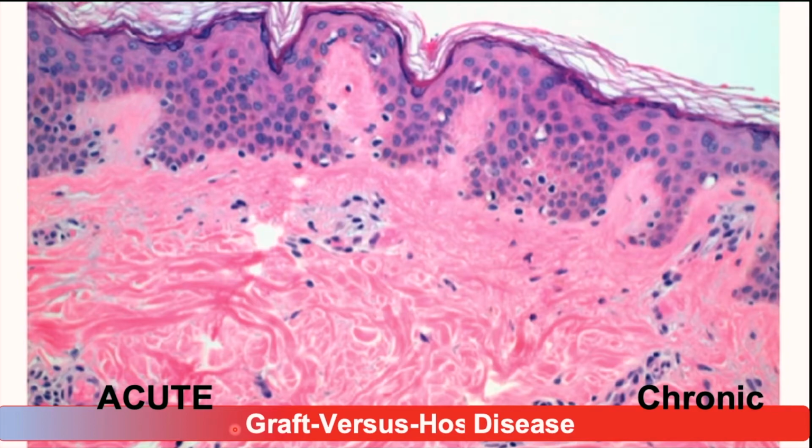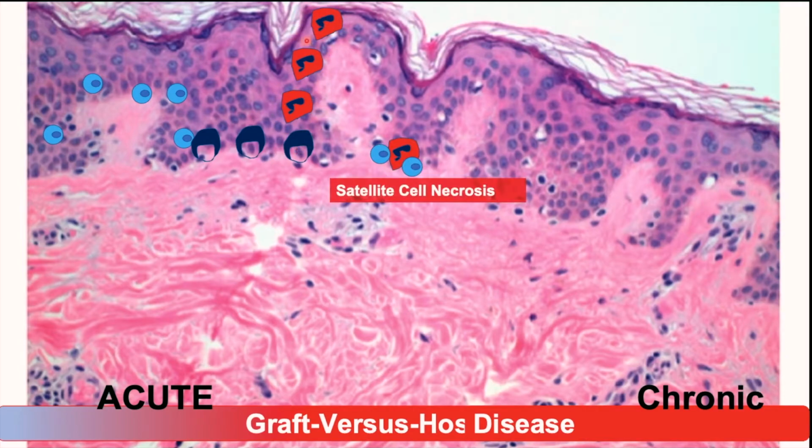Graft-versus-host disease depends on the severity of the lesion, and also depends on the time of the lesion. In acute lesions, we start seeing lymphocytes along with vacuolar changes at the base with some dyskeratotic cells, but now the dyskeratotic cells are filling the entire epidermis, along with satellite cell necrosis. Satellite cell necrosis is when we see the dyskeratotic cells surrounded by 2 or more lymphocytes, and it depends on the degree.